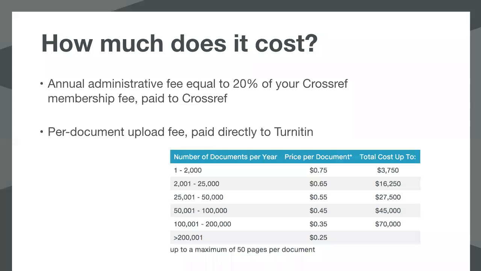So there are two fees for Similarity Check. There's an annual admin fee, which is equal to 20% of your Crossref membership fee. This is payable to Crossref. And then there's a fee for Turnitin. This is a much reduced rate per document, as being a Similarity Check member, and it's paid directly to Turnitin. This decreases with bulk uploads, as shown in the chart. So the most you would pay per document would be 75 cents.